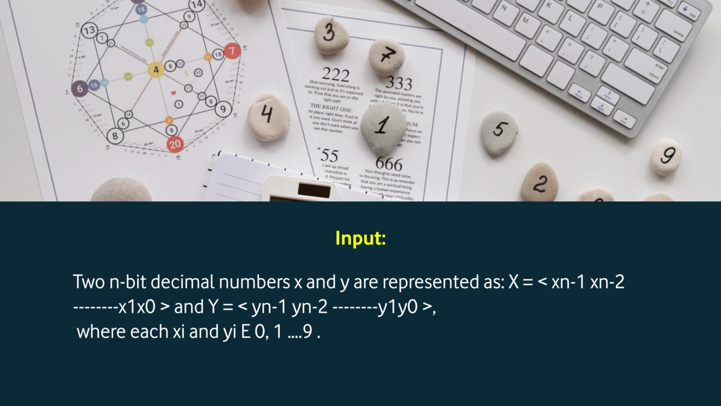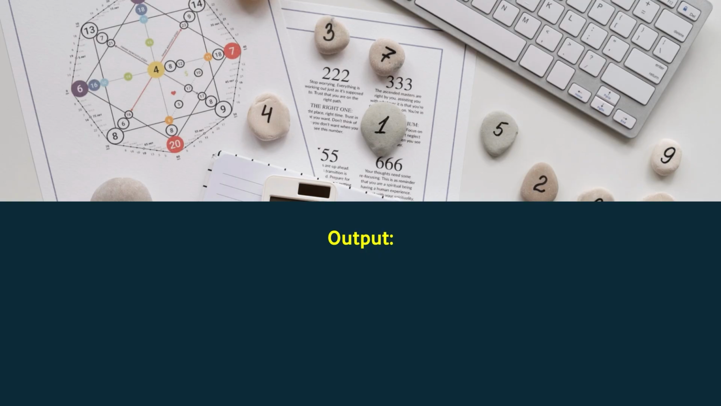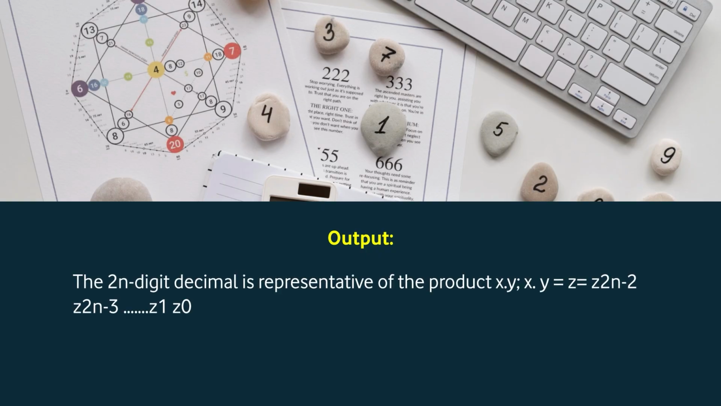Here, two n-digit decimal numbers x and y are represented as x n minus 1, x n minus 2, and so on until you get x1 and x0. Similarly for y, the same thing is followed, y n minus 1 and so on. Each index represents its place value, such as the 100s place or 10s place. The output you get is a 2n-digit number because you are multiplying these two numbers, and the product is represented as x times y.